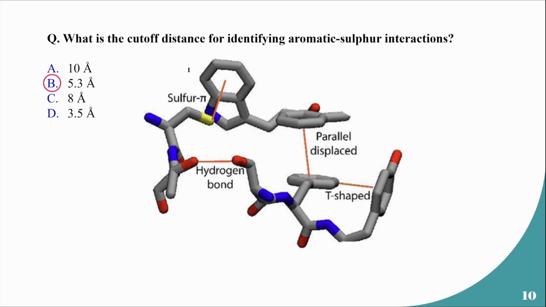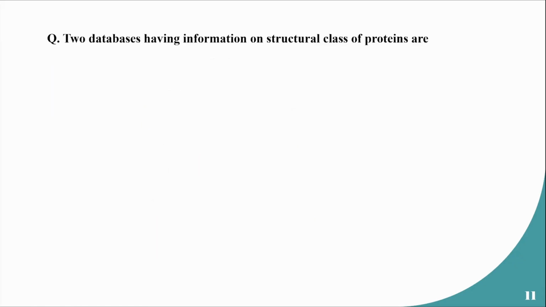For example, in aromatic sulfur interactions, the cutoff distance should be around 5.3 angstrom. Based on these different kinds of interactions, for example hydrogen bonding interactions or sulfur pi interactions, what sort of criteria establishes that this interaction is forming? It is important to know that, so that we can verify in our actual computational data later on whether these interactions are forming between two residues or between one residue and one ligand atom. So the concepts regarding these distances are also important.